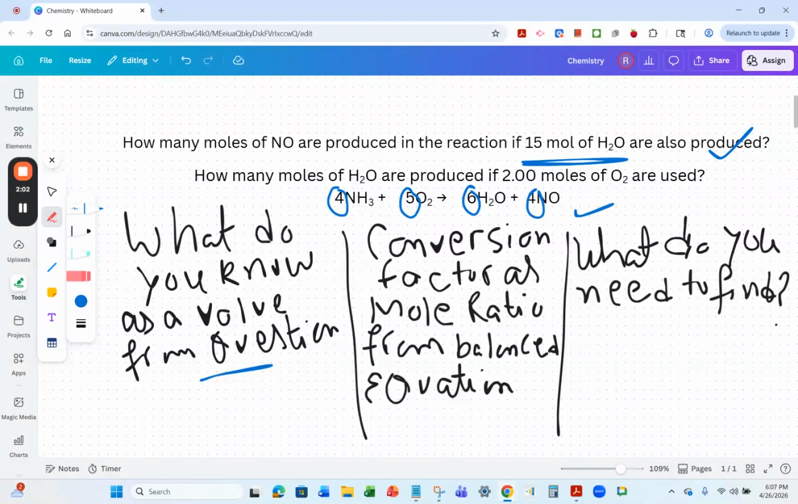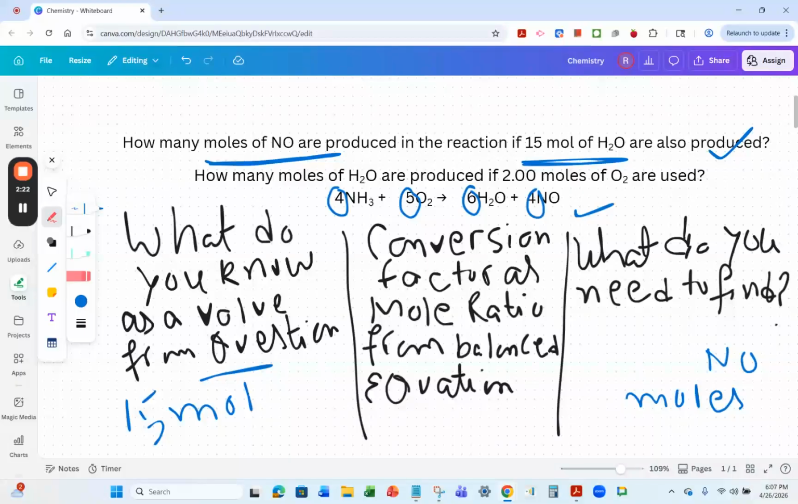I will go back to my question. My question said how many moles of nitric oxide are produced. So it means I need to find moles of nitric oxide. Here we go. And in the first column, you will write 15 moles of water.